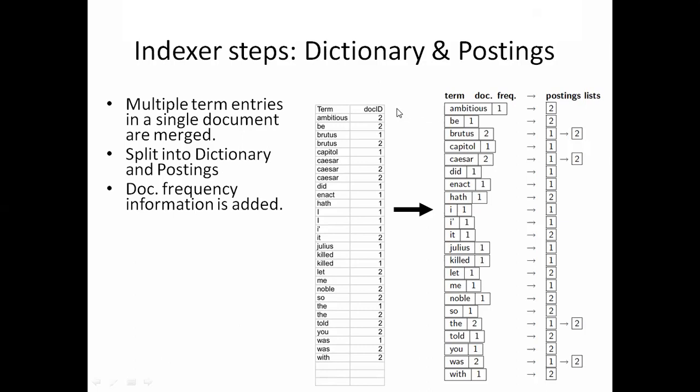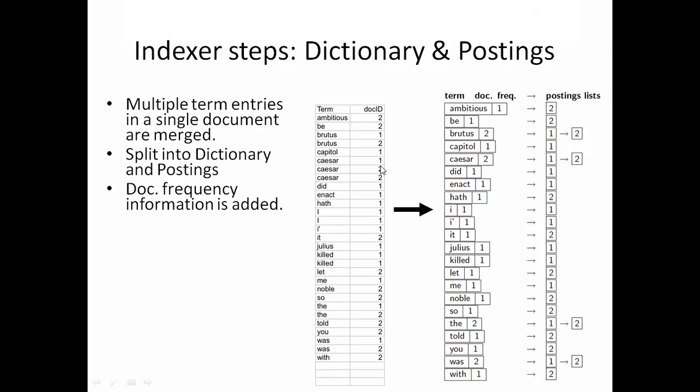Just check, suppose ambitious. The ambitious term appears one time, and that is in only one document, so we have written 1 here. Similarly B, the document frequency is 1. But Brutus is in document ID 1 and 2, both, so we have written 2 here.